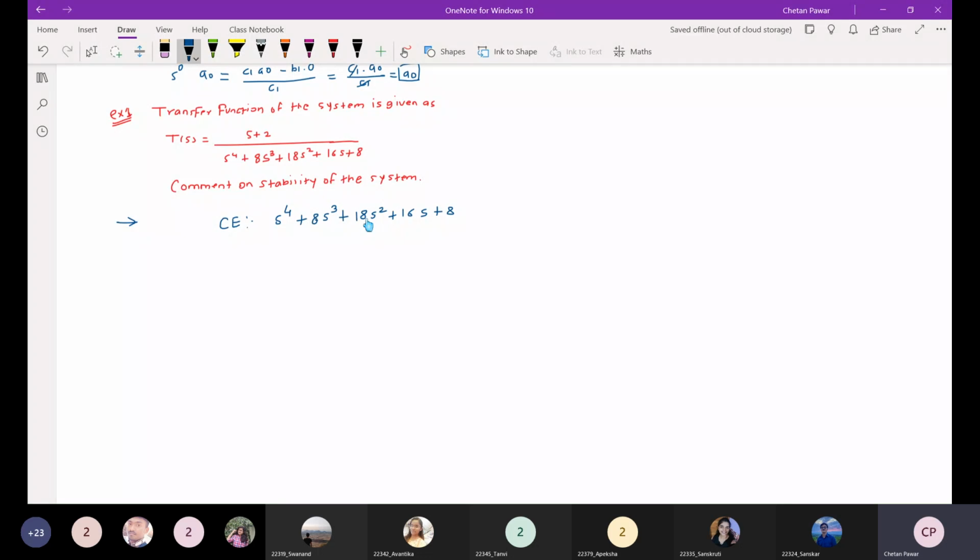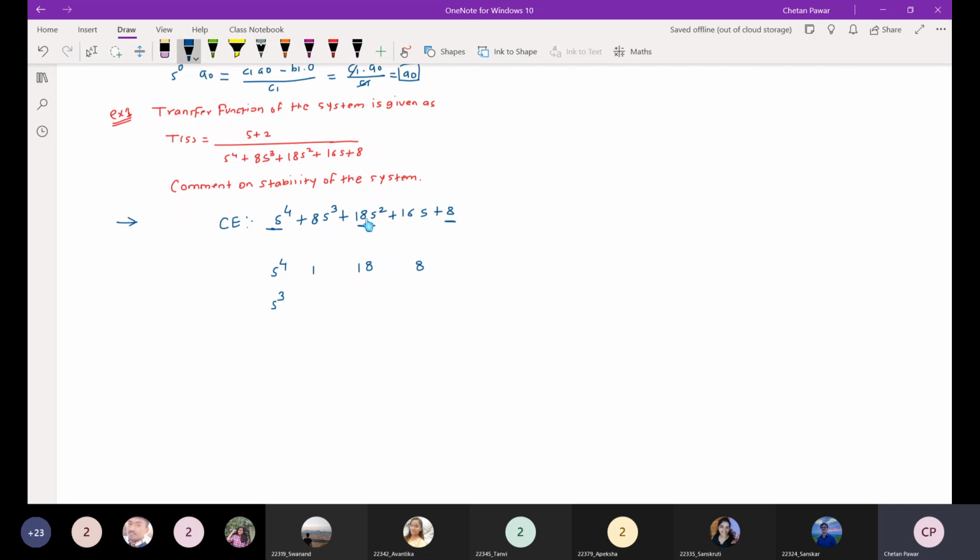Okay. So this is the characteristic equation. So first we need to form the Routh table. So first I will take s raised to 4. Okay. And in this particular row, this is an even order term, so I will just take coefficients of even order terms. Okay. So 1, 18 and 8.